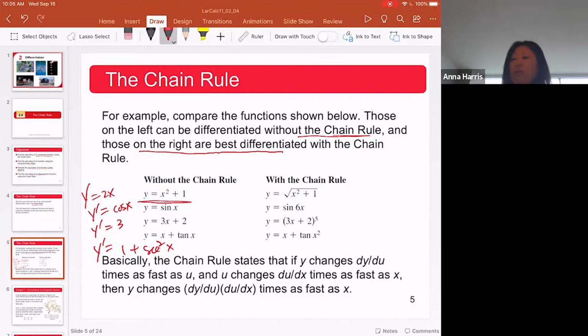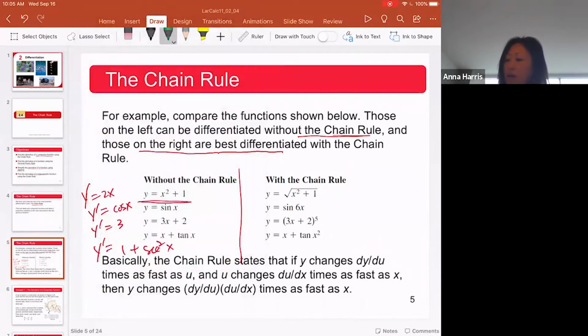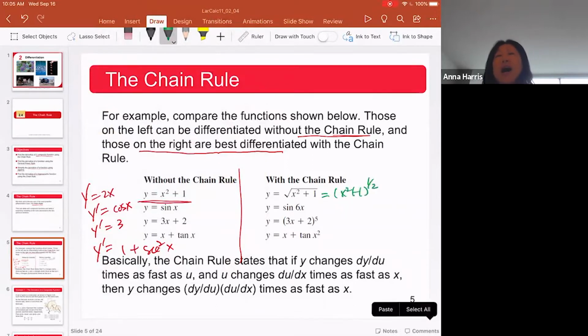But now look to the right. How am I going to, this one is the same as if I rewrite it, this means x squared plus 1 to the 1/2 power. How do I find the derivative of it like that? Remember, we haven't learned this. So I have no idea how to find it without learning a chain rule.